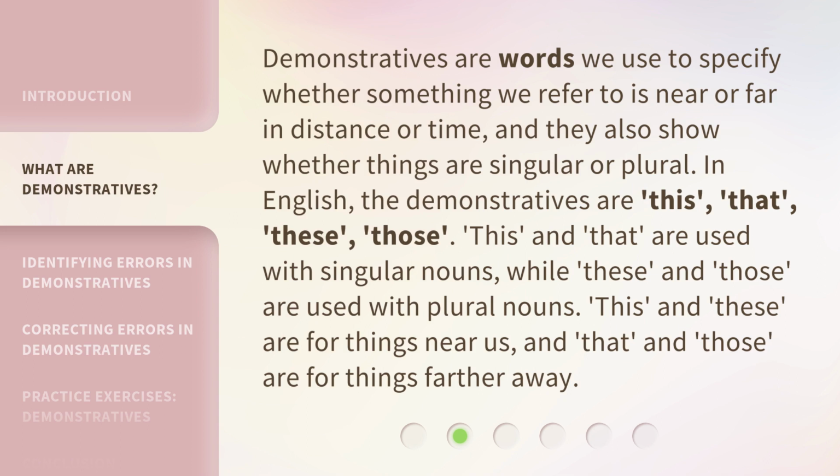Demonstratives are words we use to specify whether something we refer to is near or far in distance or time, and they also show whether things are singular or plural. In English, the demonstratives are this, that, these, those. This and that are used with singular nouns, while these and those are used with plural nouns. This and these are for things near us, and that and those are for things farther away.